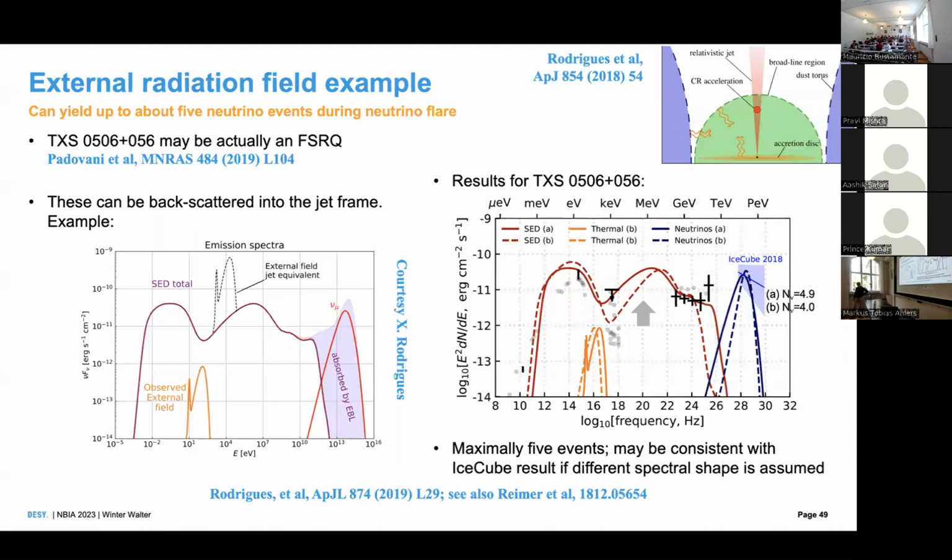Jesus Cesares asks: Walter, you commented about observing all of the electromagnetic spectrum. I observed that you put an experiment at radio frequencies, VLA. Do you think there is a probability to observe neutrinos at low frequencies?